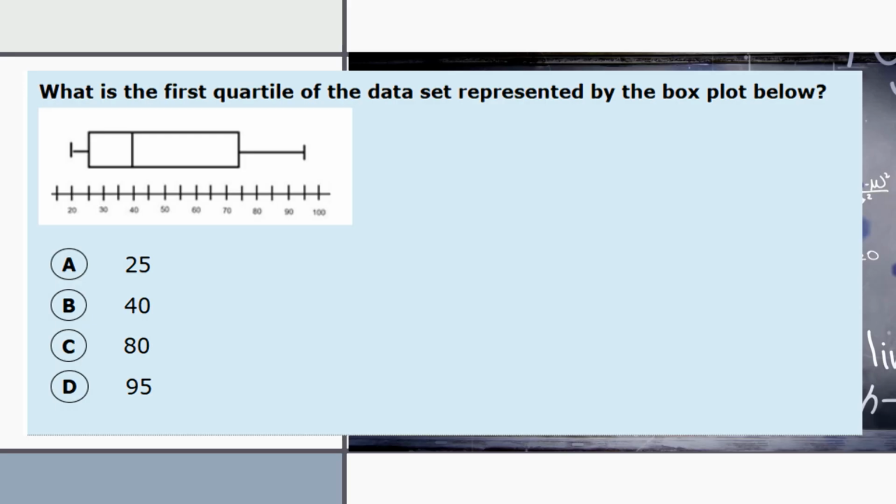What is the first quartile of the data set represented by the box plot below? All right, let's go ahead and label them. So we have our min, we have our Q1, we have our median, we have our Q3, and we have our max. So what is my first quartile? Obviously, it's going to be A. Good job.